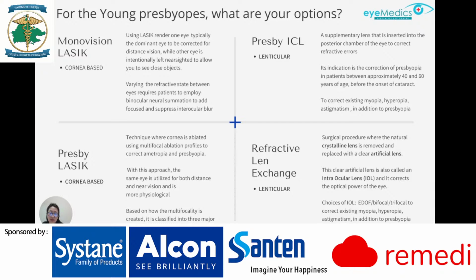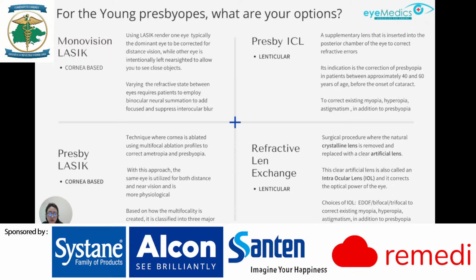Presbyopic LASIK is a technique whereby the cornea is ablated using a multifocal ablation profile to correct ametropia and also presbyopia. This works by creating a corneal multifocality and increasing the depth of focus. With this approach, the same eye is utilized for both distance and near vision and is more physiological. Unlike monovision procedures, both eyes are adjusted for near and distance, providing a good stereopsis.